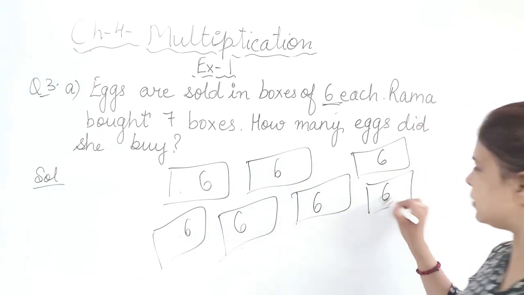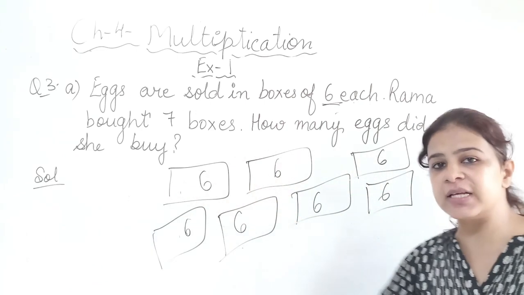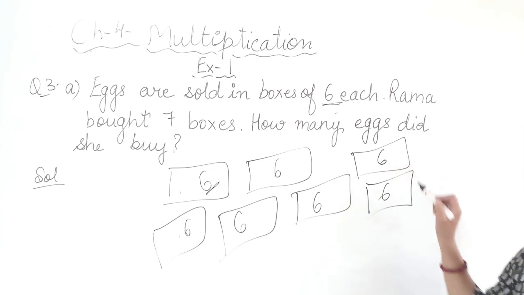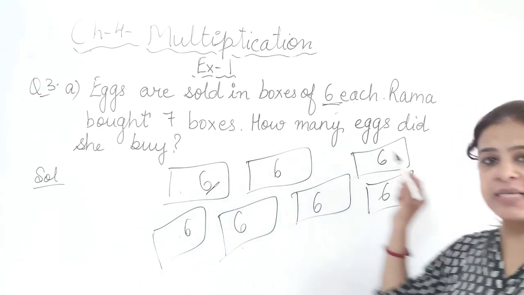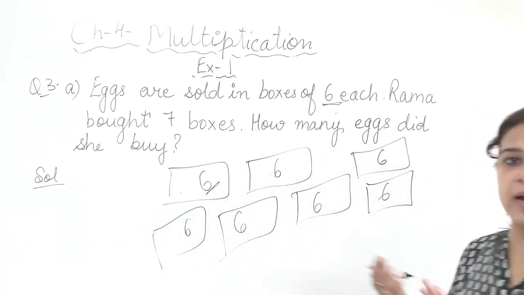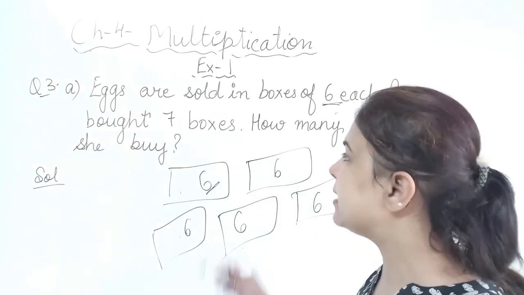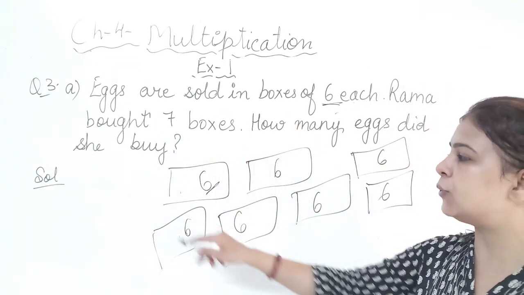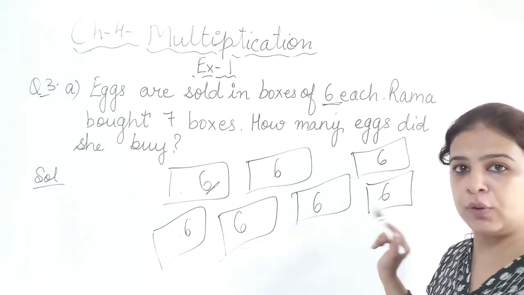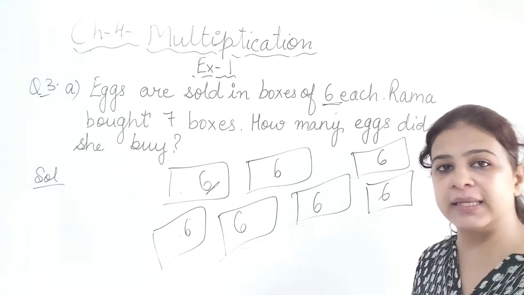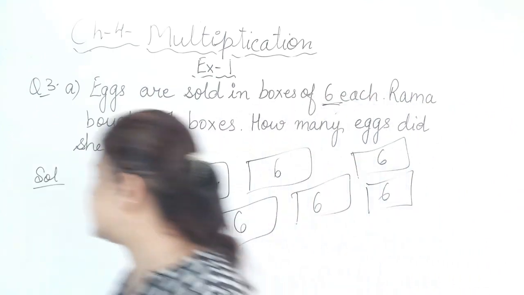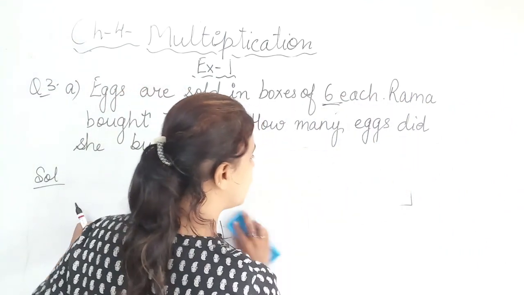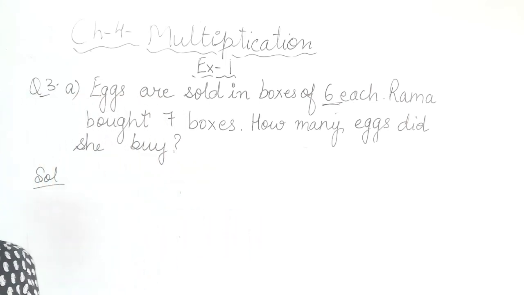Now children, can you tell me which number is repeating? This number 6 is repeating, and how many times? 7 times. So it can be understood that 7 multiplied by 6 will be there. We cannot do this like this. We have to write the statement before doing this. I will write down the statement, and you all will do it in your maths notebook.